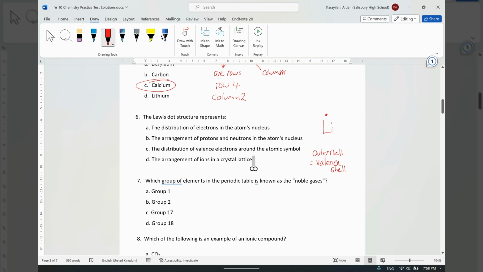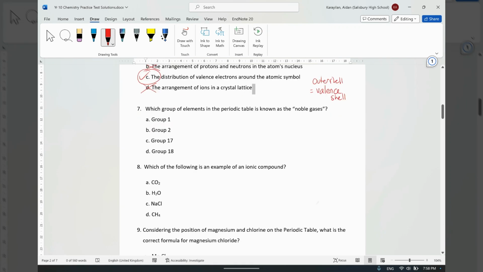Now, it has nothing to do with electrons in the atom's nucleus because there are no electrons in the atom's nucleus, so it's not that one. The arrangement of protons and neutrons in the atom's nucleus. This does not show us anything about the nucleus at all, so that is wrong. This doesn't tell us about the ions in a crystal lattice at all, so we are going to get rid of that, and it leaves the valence electrons, which is the outer shell, around the atomic symbol, which is correct. So it is going to be C.